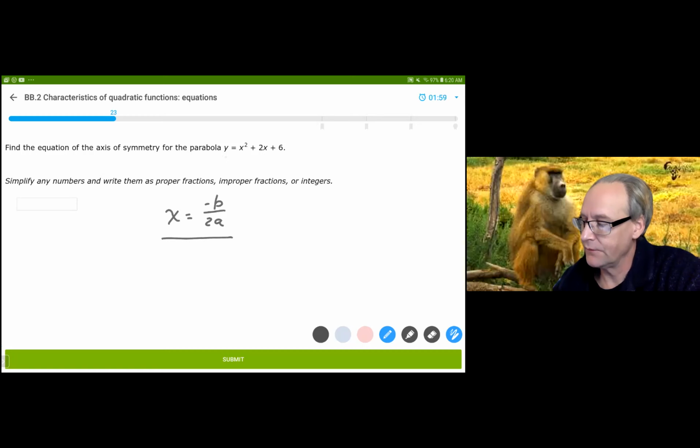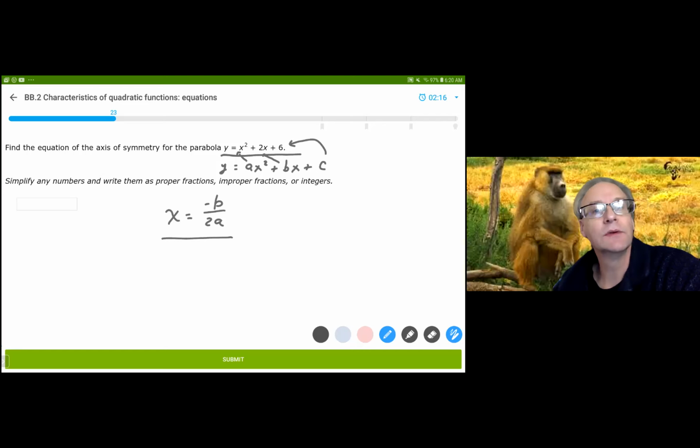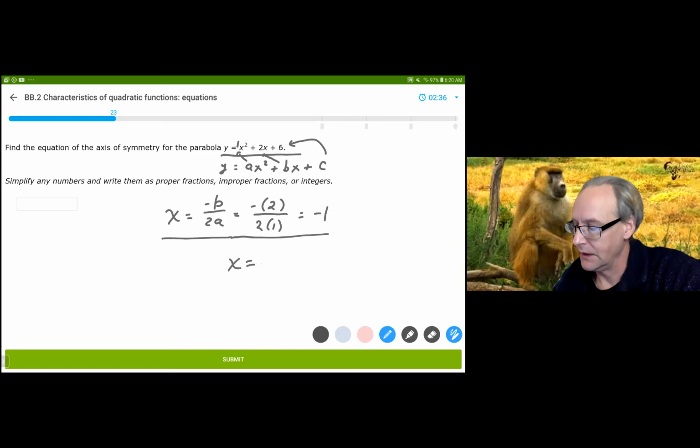This is a standard form quadratic equation in the form y equals ax squared plus bx plus c. Notice that c is 6, b is 2, and a is the number in front of the x squared, which happens to be 1, even though you don't see it. So x is equal to negative b, which is negative 2, over 2 times a, which is 1, and that is negative 1. This equation is the axis of symmetry for that parabola.